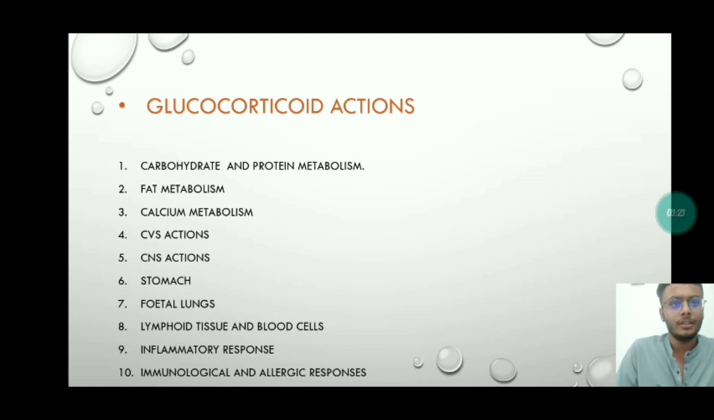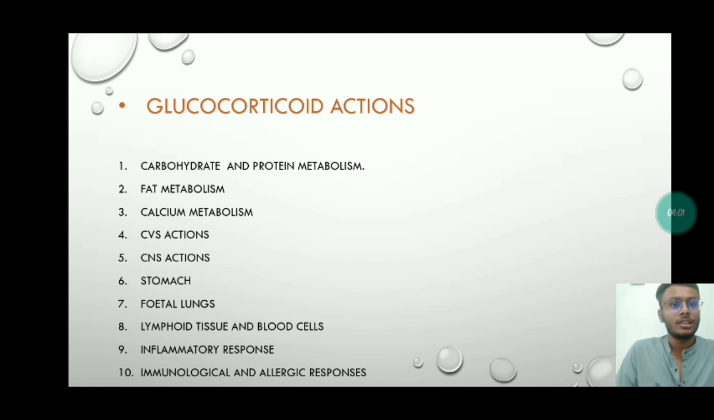Now the second action is on fat metabolism. It causes the redistribution of fat from our extremities to the central part of the body, which is our face, neck, and the shoulder. So it causes the moon face, fish mouth and buffalo hump. The action on calcium. So glucocorticoid inhibits calcium absorption from the GIT and also causes more excretion of calcium from the kidney. So it leads to a negative balance of calcium in our blood.